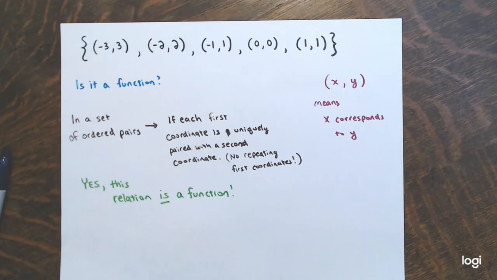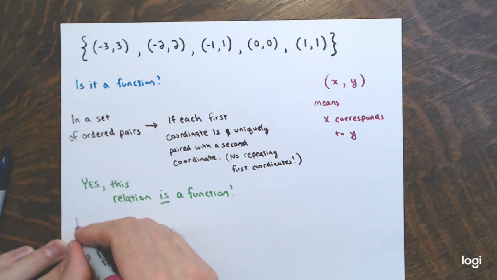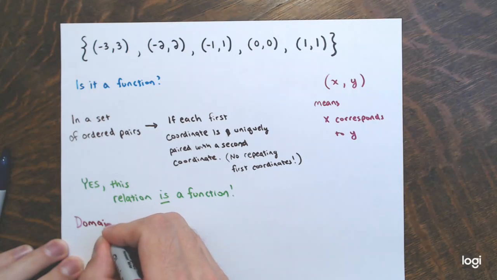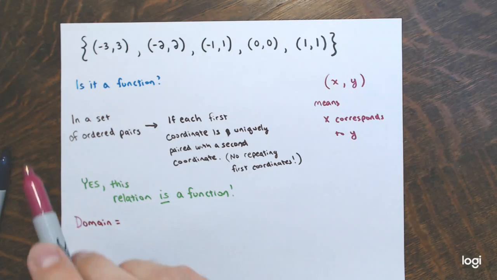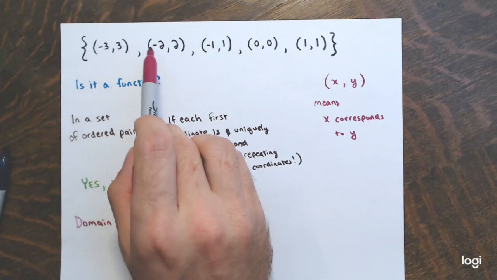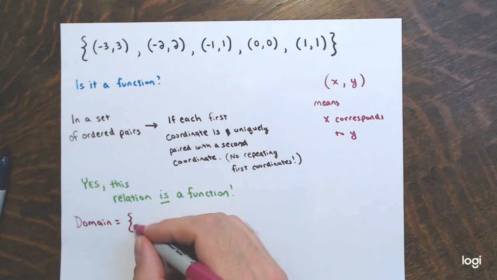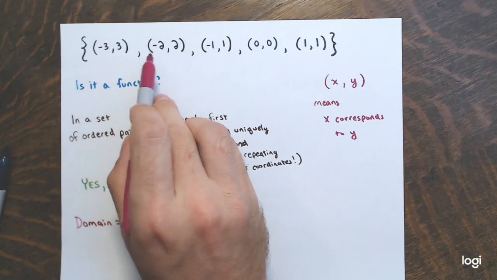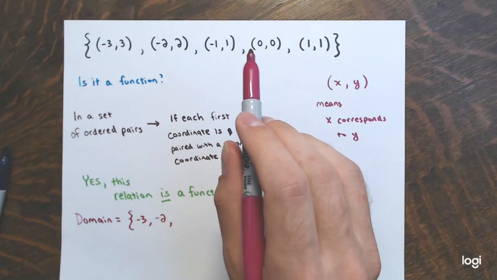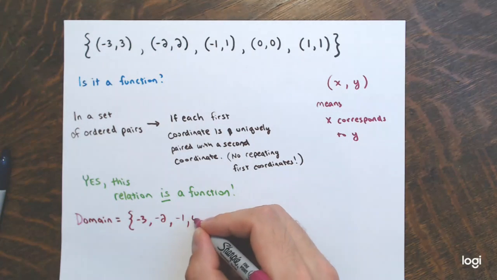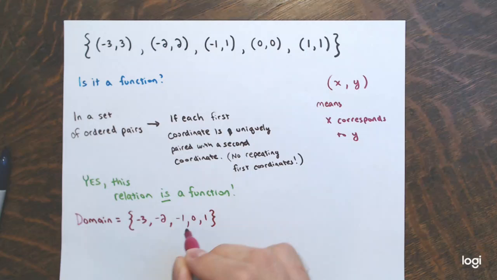Okay, and since it is a function, we're asked to state the domain and range. The domain, remember, is the set of all the first coordinates, the set of all the inputs, all the elements that actually correspond to something in the second set. So that's all the first coordinates here. It's the set with negative 3 in it. Negative 2 is a first coordinate, part of the domain. Negative 1, 0, and 1. And then close the set. Those 5 numbers are in the domain.